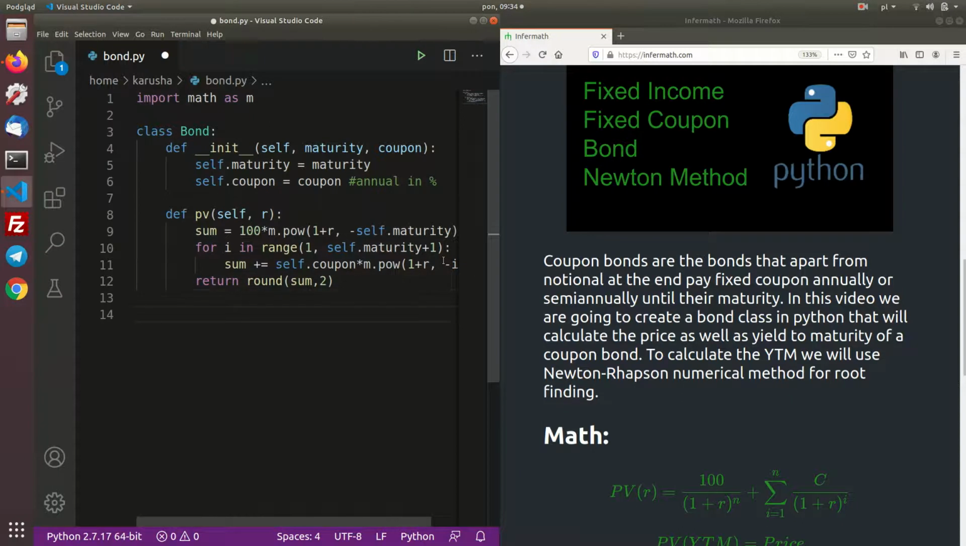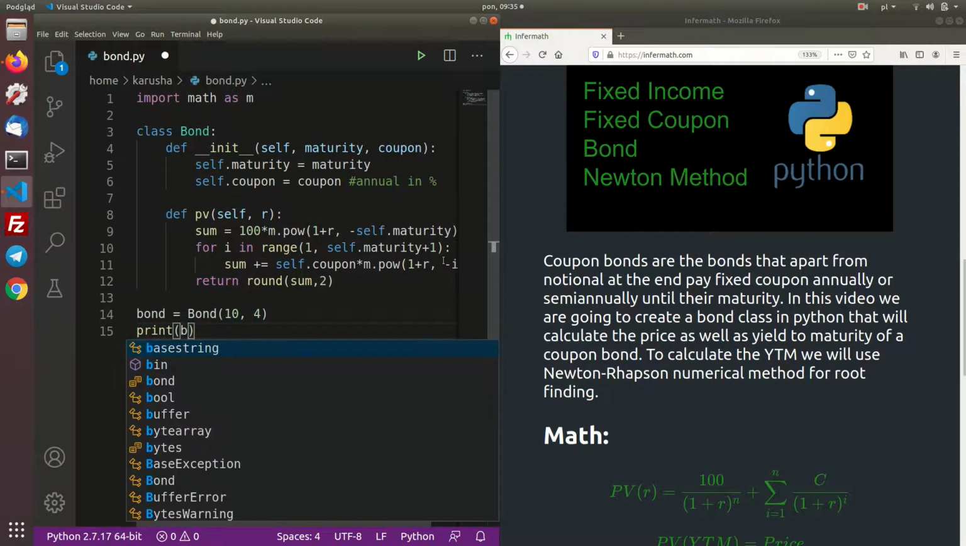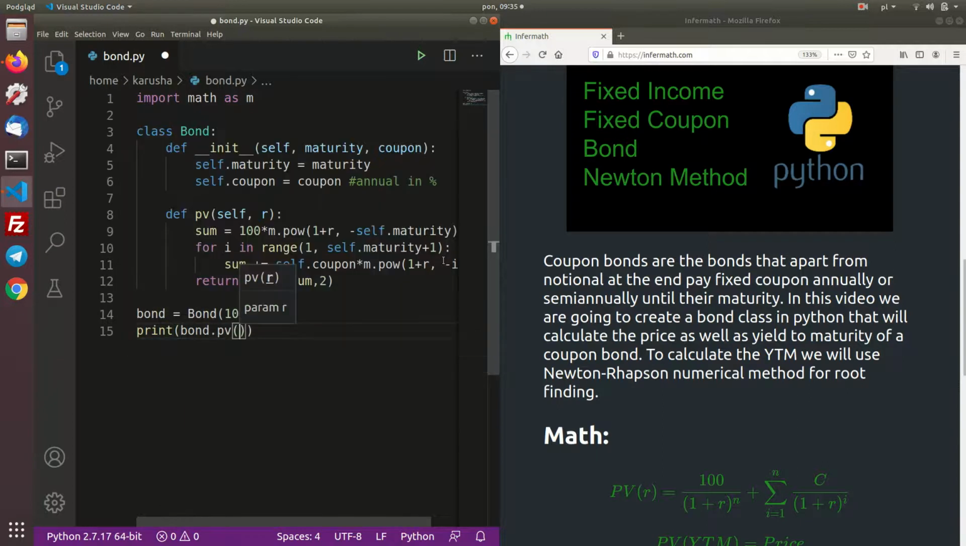Let us test it now. So let's define an instance of this class. Bond is equal to bond. Let us choose maturity first. So let's say we have 10 years, and coupon, let's say 4%. So first of all, what we want to see is we want to print what will be the PV for this bond. So let's call this method bond PV, and let's say for sanity check, let us see what will be the PV of this bond if the interest rate is exactly the same as coupon.